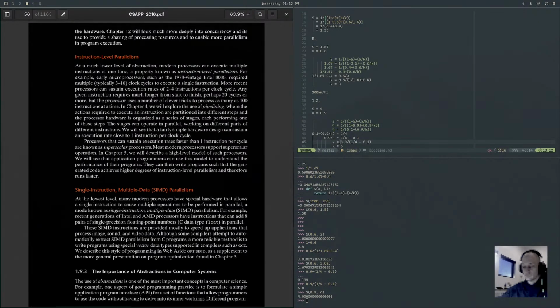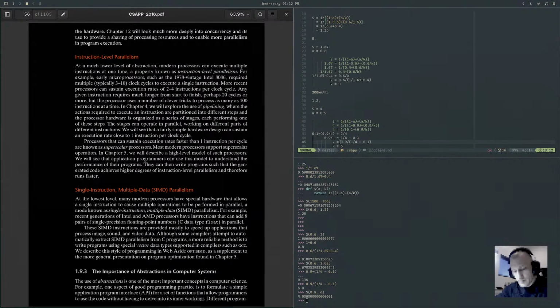At a much lower level of abstraction, modern processors can execute multiple instructions at one time, a property known as instruction level parallelism. So is that the capability of doing fetch and decode while you're doing ALU stuff, while you're doing floating point stuff? Like you have all of the different components of the CPU actually doing work at the same time? Maybe that's what that means.